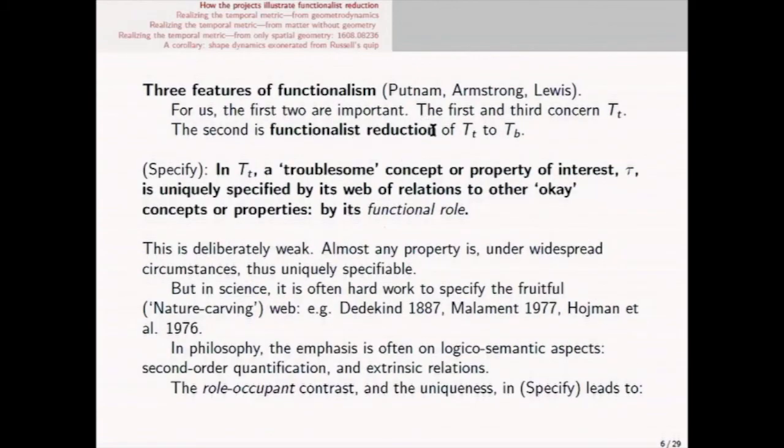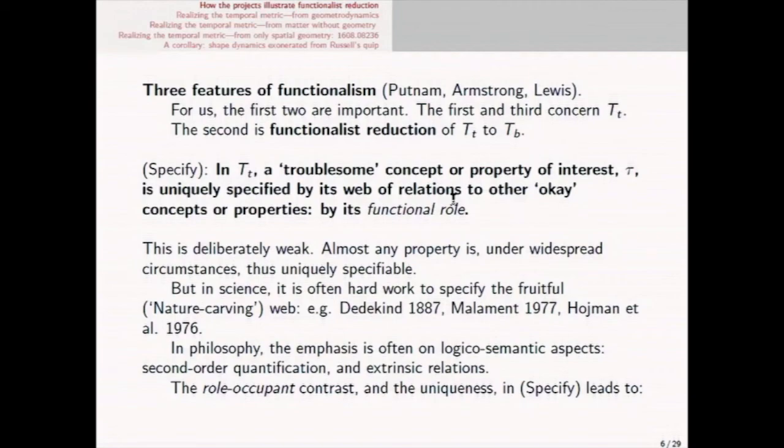And here we follow basically the philosophy of Putnam, Armstrong, and Lewis on this topic. For us, only the first two of these items will be important. So first there's the concept of specifying. In the top theory, a troublesome concept or property of interest, and here we follow Lewis's nomenclature and call this tau, will be uniquely specified by a web of relations to other OK concepts or properties, by its functional role.